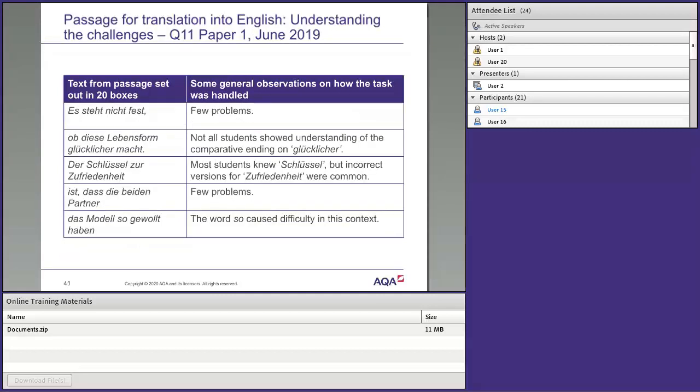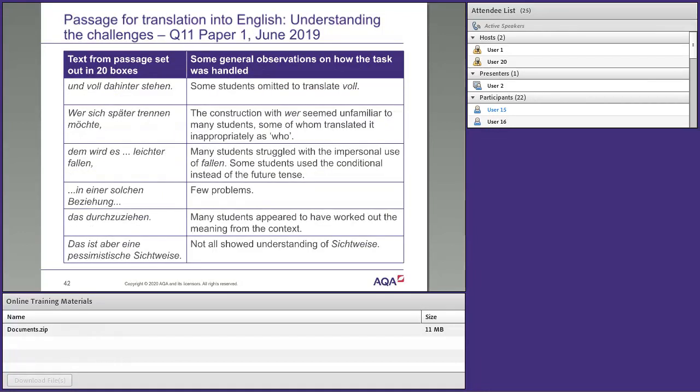A few problems with Es steht nicht fest. Not all students recognised the comparison there, glücklicher. Most students knew Schlüssel, but a lot of people didn't get Zufriedenheit. A few problems with das die beiden Partner, you'd hope, but so caused difficulty in this context, and again, it's these little words that students need to be familiar with. Some students omitted voll in that sentence there.